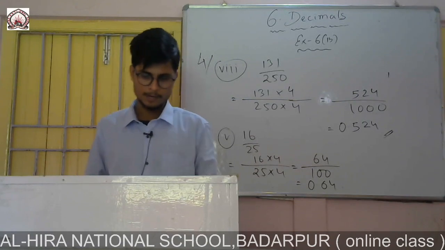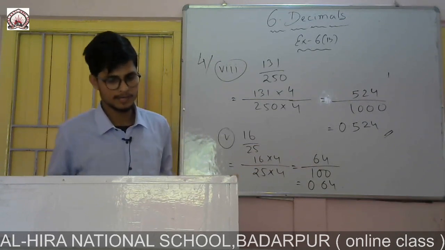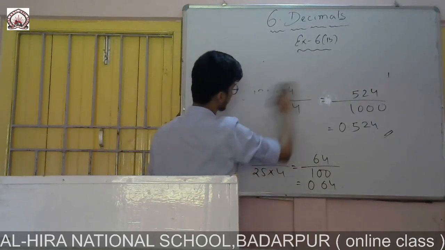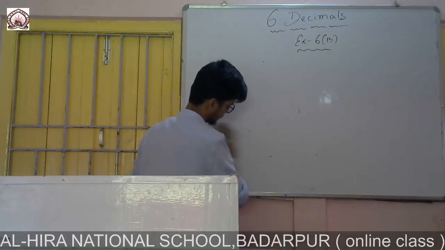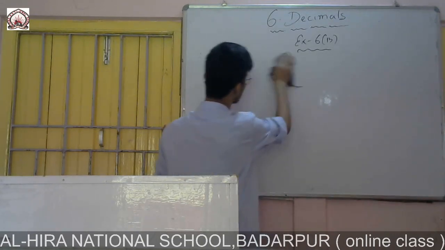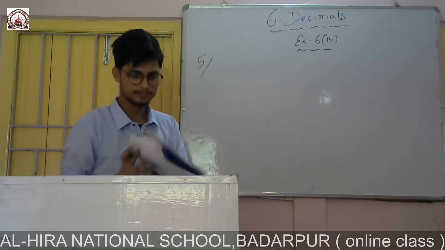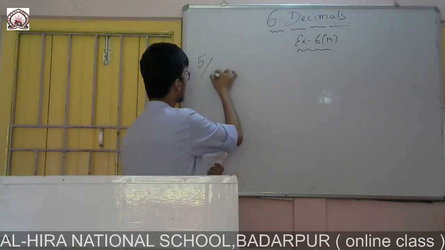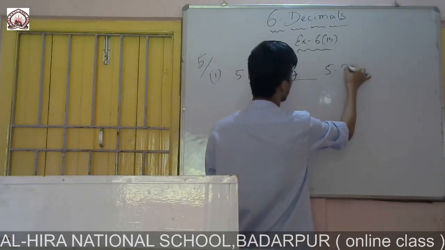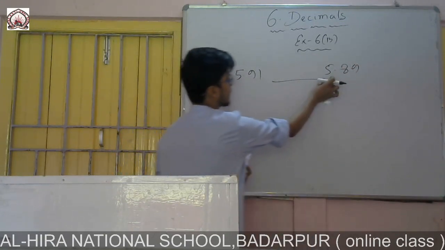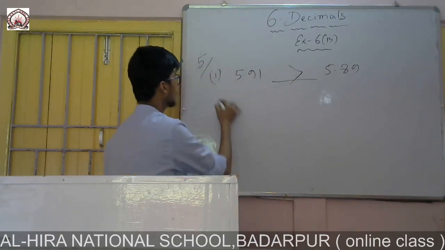Now question number 5. Compare the following decimal numbers using greater than, smaller than or equal to sign. So here you have to simply compare these. Part 1, you see, it is given 5.91, and that side it is given 5.89. It is very easy. They are also 5, they are also 5, you leave. They are 91 and they are 89. Which one is greater? 91. So this one will be greater.